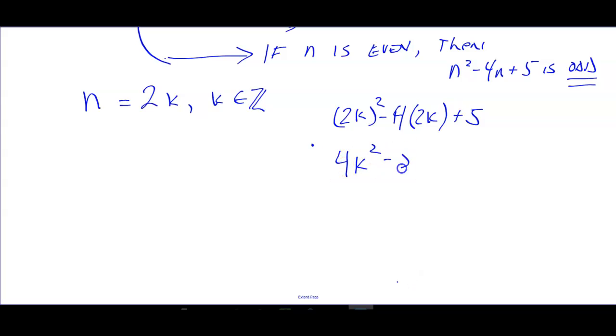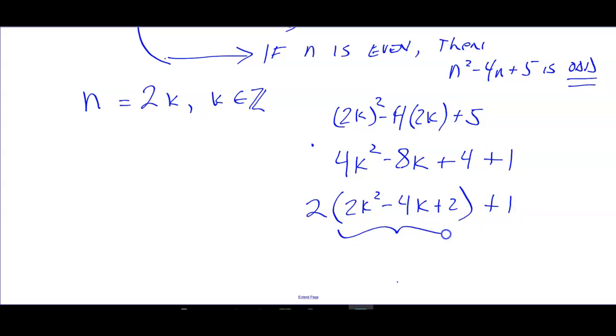4k squared minus 8k plus 4 plus 1. Really weird that I did that, but I can factor out my 2. I get 2 times (2k squared minus 4k plus 2), plus 1. This is an integer. 2 times an integer is an even integer, plus 1 makes it an odd integer. You're done.